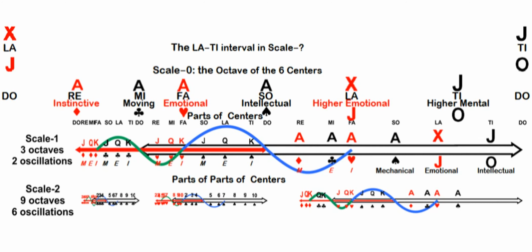In scale 2, each part of a center is likewise shown to be composed of a mechanical, an emotional, and an intellectual part. But Russell realized that there were 2 difficulties with this original card diagram.